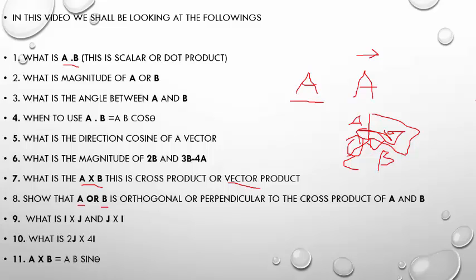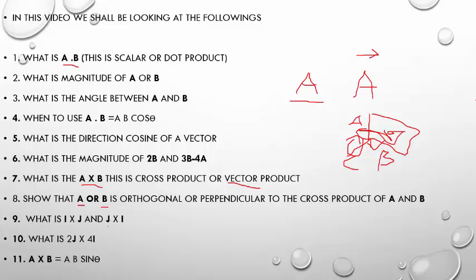Then what is I cross J and J cross I? Are they the same? How do we get them at the tips of our fingers? Then what is 2j cross 4i? Then when can we use A cross B is equal to AB sin theta? We know that A cross B itself will give us a vector. Then when can we use AB sin theta?